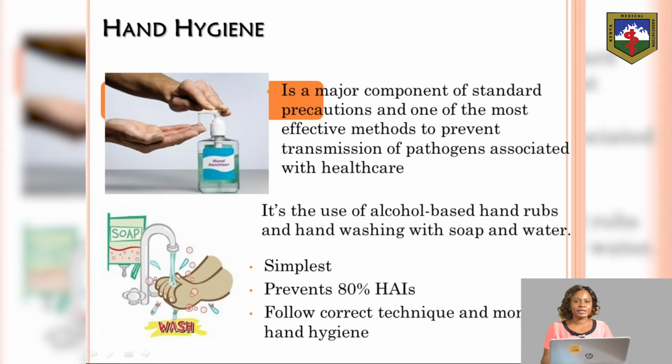I want to talk about a few standard precautions, and I will start with the first one, which is hand hygiene. It is the major component of standard precaution and one of the most effective methods to prevent transmission of pathogens associated with healthcare. It is done by the use of alcohol-based hand rub or washing your hands with running water and soap. It is simple, but it prevents 80% of hospital-acquired infections. You need to follow the correct technique to perform hand hygiene correctly.